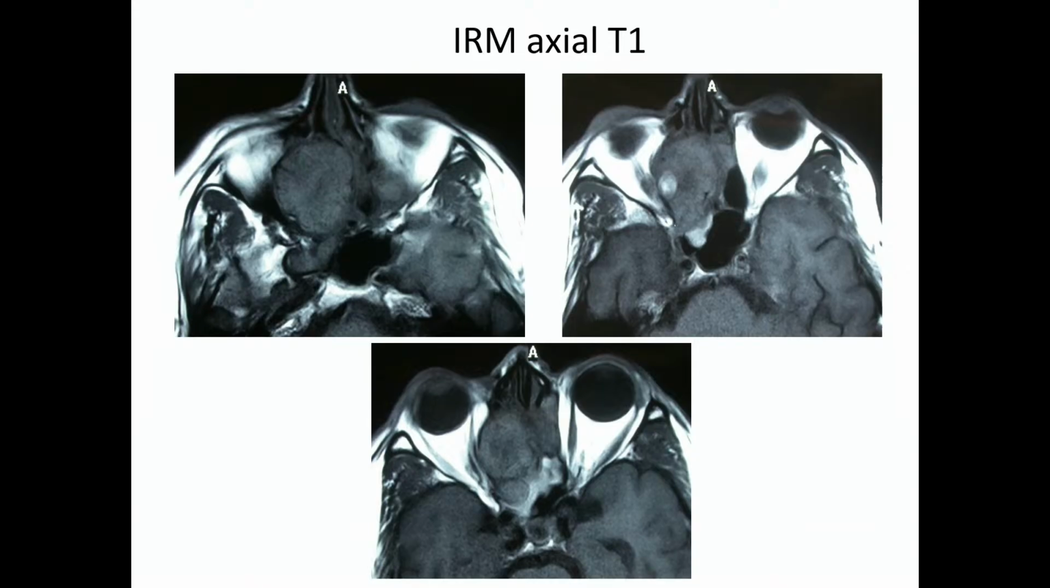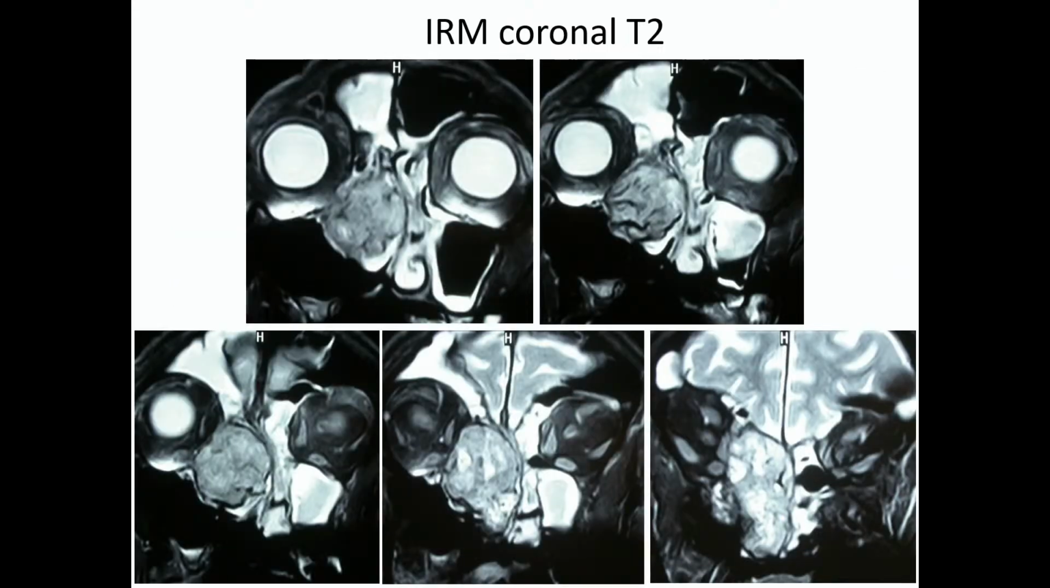And on T1 weighted images, you have this signal. This is an intermediate signal, spontaneous intermediate signal. And on T2, you have this intermediate and hypersignal in this tumor. So, as you can see, this is not a mucocele, of course. It's a tumor. And this is not an angiofibroma because the man is too old. It's not possible with 71 years old.